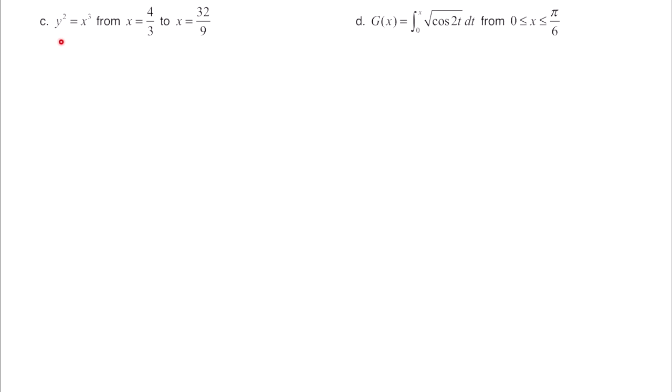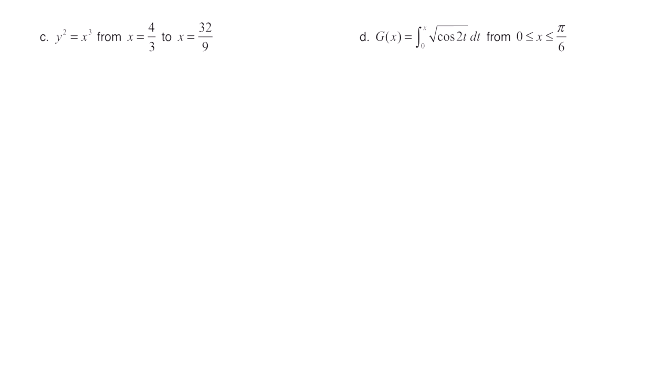For this example, we have y squared equals x cubed, and we're finding the length of this curve from x equals 4/3 to x equals 32 over 9. Before we do anything else, I want to solve for y, so we get plus or minus the square root of x cubed, and that's the same as plus or minus x to the 3/2. And in case you wanted to plug this into a calculator to see, you would type y equals positive x to the 3/2 and also negative x to the 3/2.